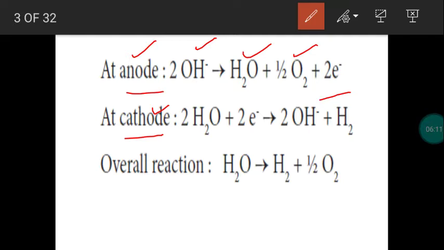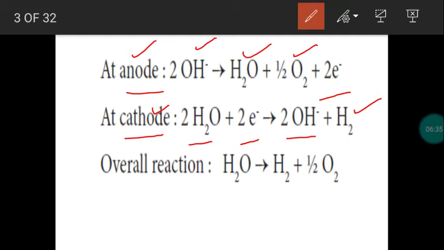2 hydroxide ions lose 2 electrons. Next, think about the reduction at cathode. So we have taken water as electrolytic solution. Gain of electron is called the reduction process. Now the water molecule gains the electron. It liberates hydrogen with the formation of hydroxide ion.